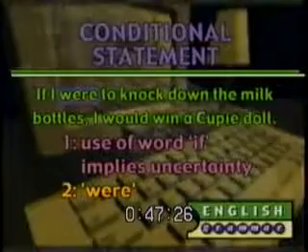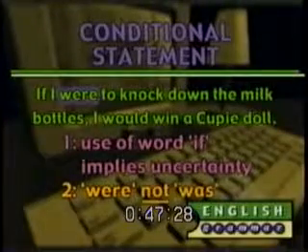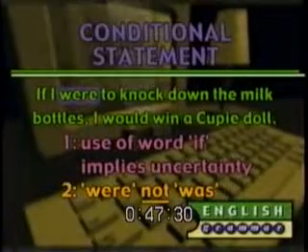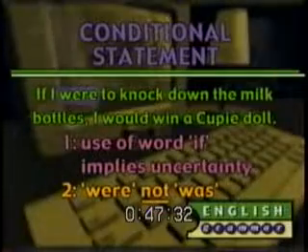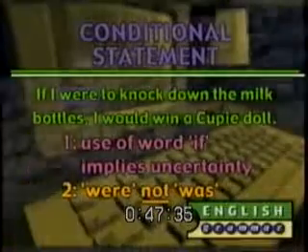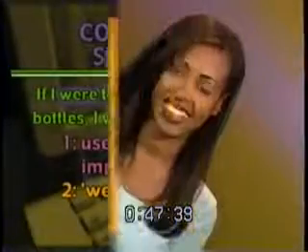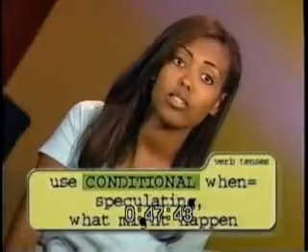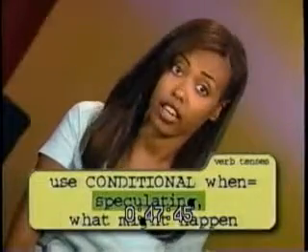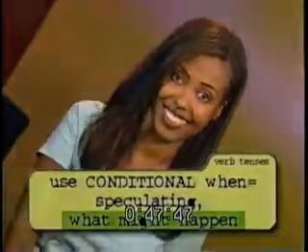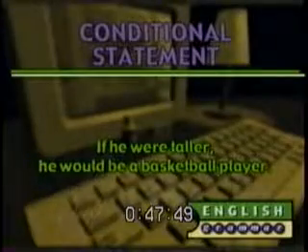Second, notice how the verb form were is used rather than was. You'll notice that in everyday speech people say was, which is incorrect. When we write something down, we want to be sure it's correct, so we need to use were. Let's try another sentence using the conditional. Remember, we use this when we're speculating, talking about what might happen. If he were taller, he would be a basketball player.